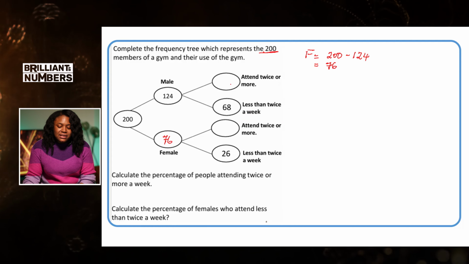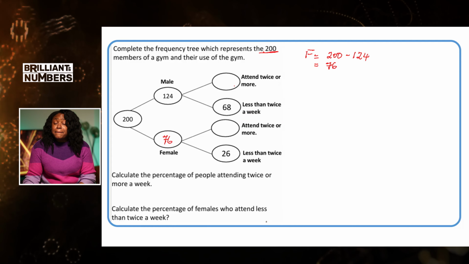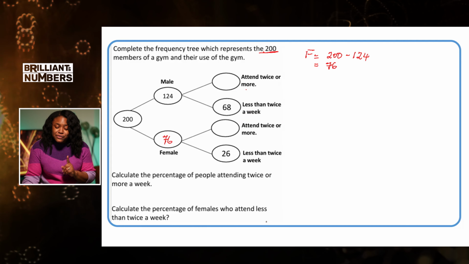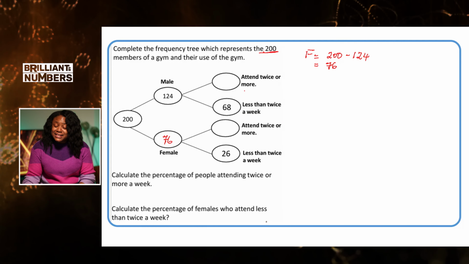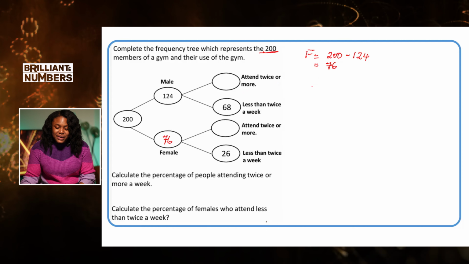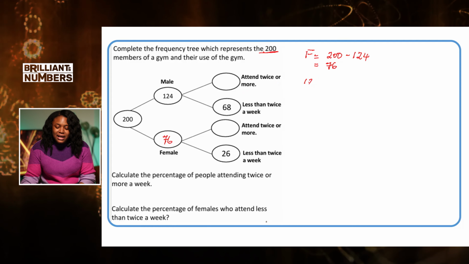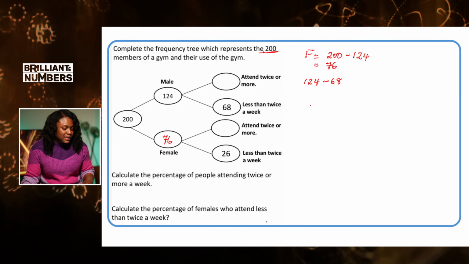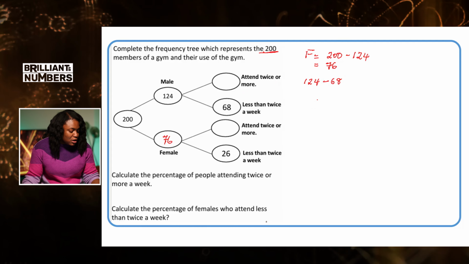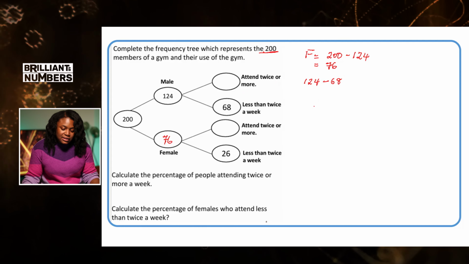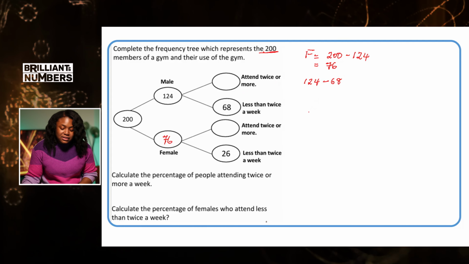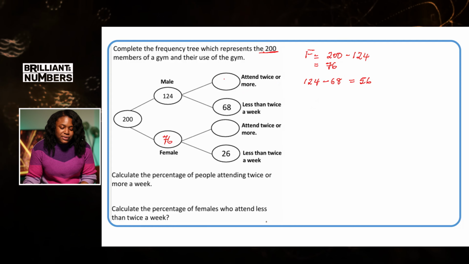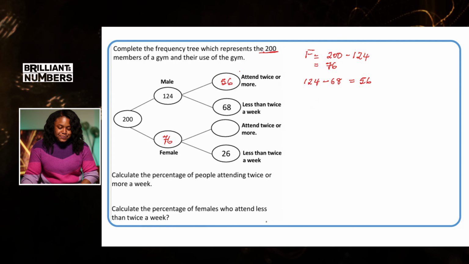Now we also need to complete the section for male who attend twice or more. We know the total for male is 124. So we just need to go ahead and do 124 take away 68. Put that in our calculator. 124 take away 68, and that gets us 56. So we put that on the diagram.